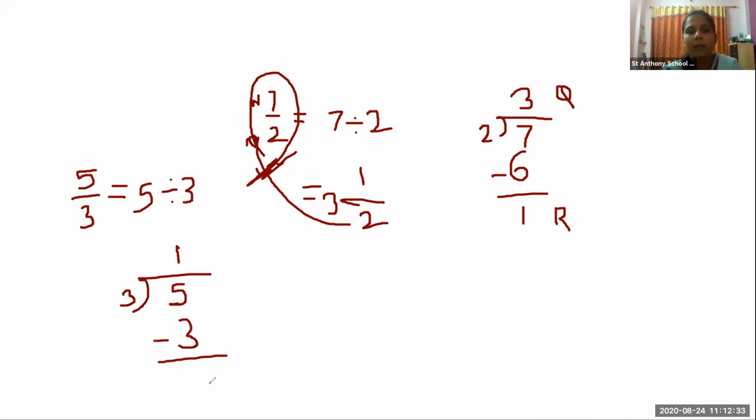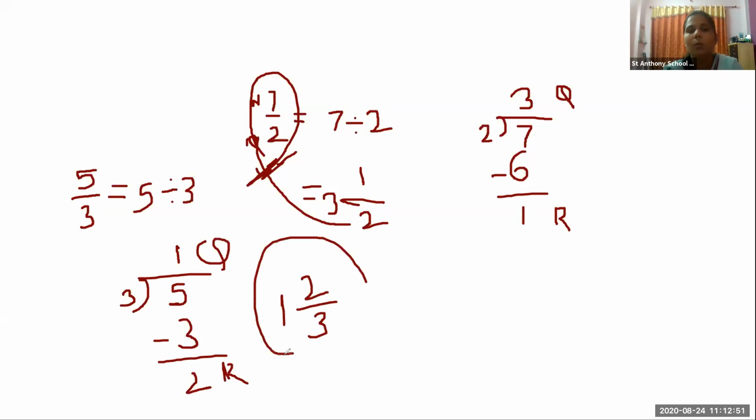2. Okay. Now what is our denominator? We'll write it as 3 down. Now what is our quotient? It is 1, so it comes to this side. What is our remainder? It is 2, and it goes up. So what will be our answer? 1 2 by 3. How we'll read it? 1 2 by 3. Understood, everyone? Understood? Okay.